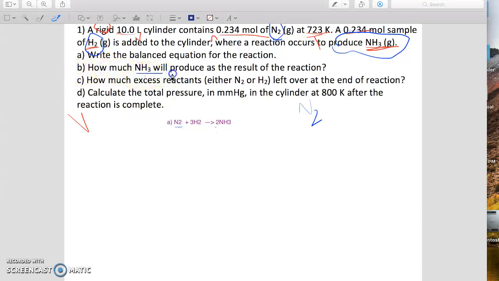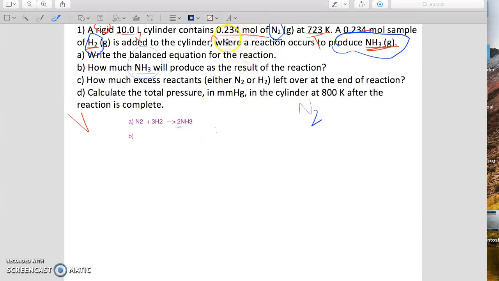Part B: how much NH3 will be produced as a result of the reaction? This is basically your stoichiometry, which we did back in the day. So let's take a look here. We're going to go to B. What we have is NH3, which will be produced as a result of this reaction. So how is this happening here? How much is this going to make?